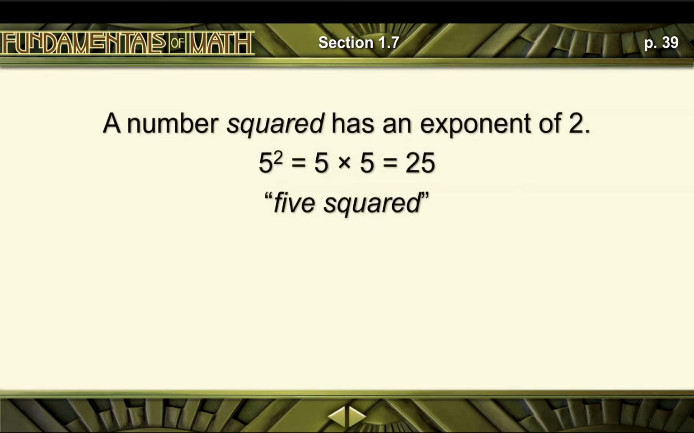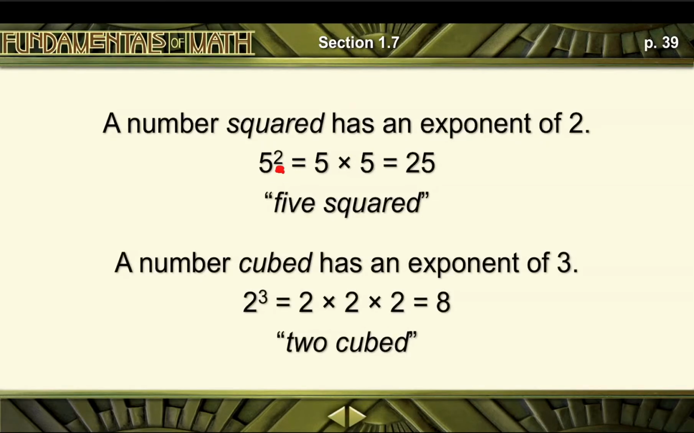Now there are a couple special instances with exponents. A number squared has an exponent of 2. So when we see a 2 here, we can just say 5 squared instead of 5 to the second, although 5 to the second is still proper. And then if you have a 3 here in the exponent, we say cubed. So we could read that as 2 cubed, which means 2 is used as a factor 3 times. Again, it's also okay to say 2 to the 3rd power.